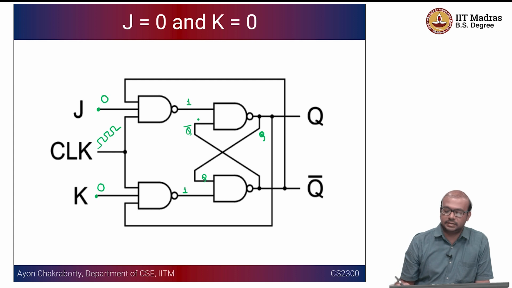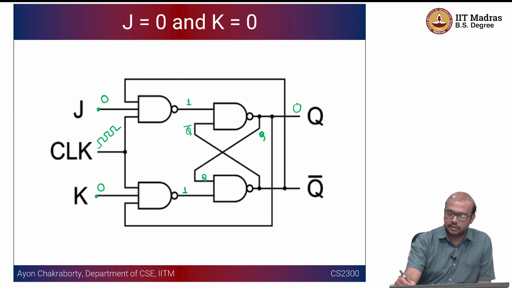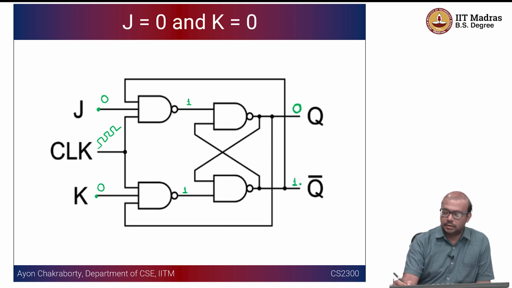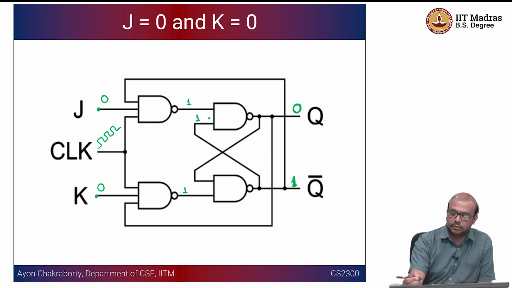Okay, so let us say we have 0 here, which is Q equal to 0. I will not put too many things. Q is equal to 0, so Q bar is going to be equal to 1. So if Q bar is equal to 1 and Q is equal to 0 here, as you can see from this feedback connection, this is 1. So this 1 is going to be coming here. This is also going to be 1. 1 and 1 is going to be 0, and the NAND output is going to be 1.